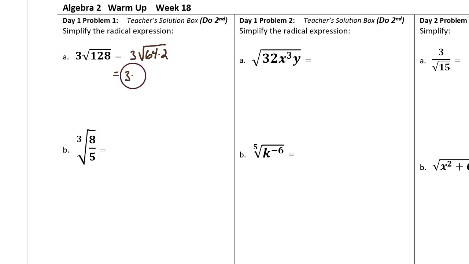So in the next step, the square root of 64 makes 8. But this 2 remains in a radical. And then in the final step, these two numbers out front can be timesed together, 8 times the square root of 2.